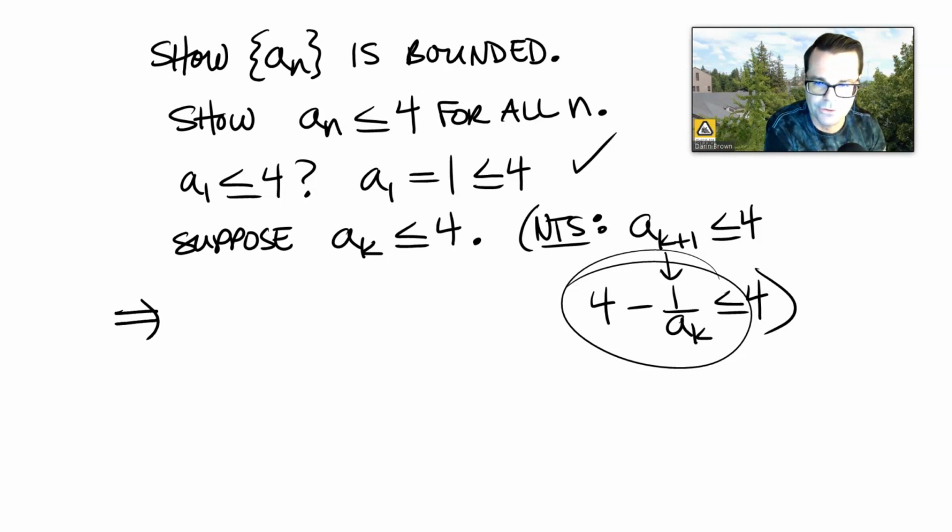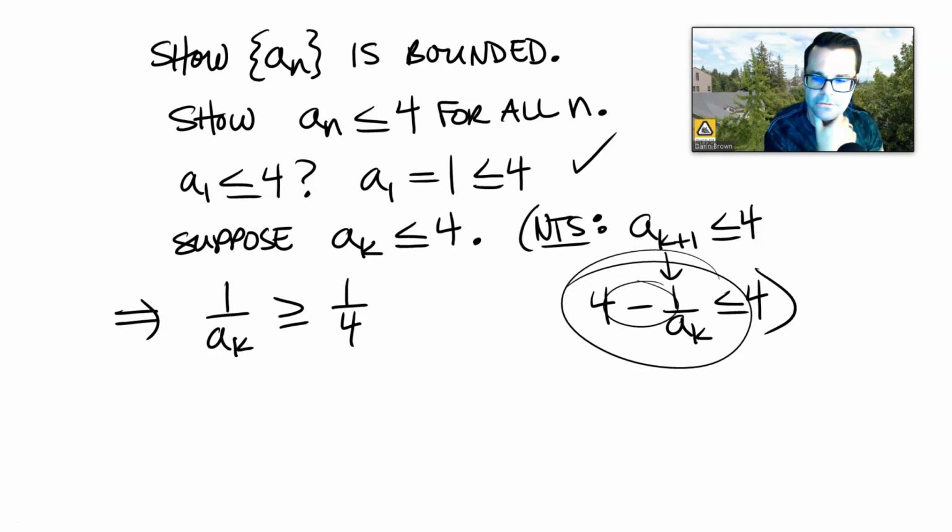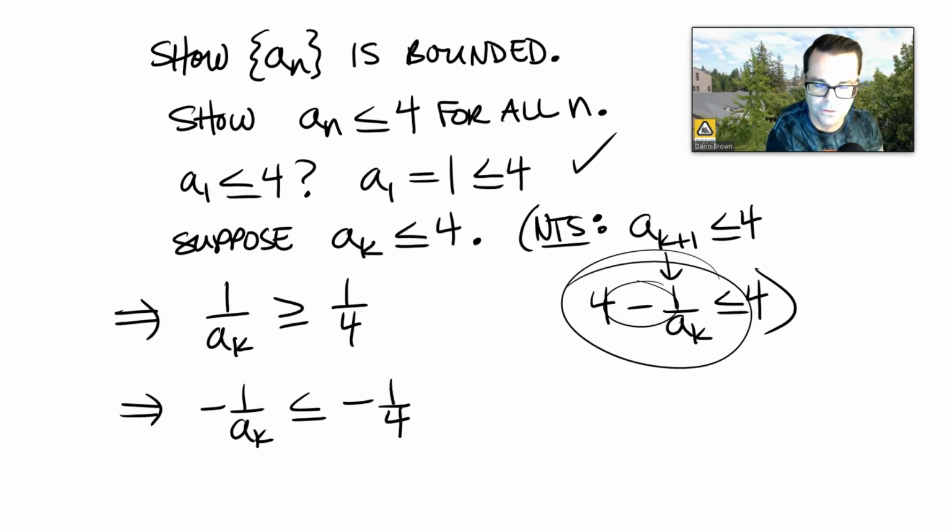I need to invert. So these are both positive numbers. When I invert positive numbers, the inequality switches. Right? Think 2 is less than 3, but a half is bigger than or equal to a third. So 1 over a sub k is bigger than or equal to 1/4. Okay. But then I have the minus sign here. Now, if you have an inequality, you hit it with a minus sign, it changes the direction back. So it's going to change right back. Minus 1 over a sub k is less than or equal to minus 1/4.